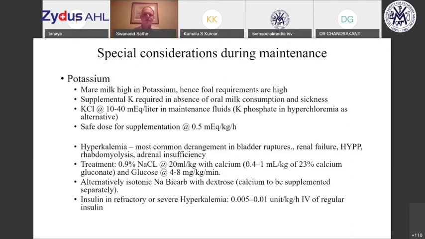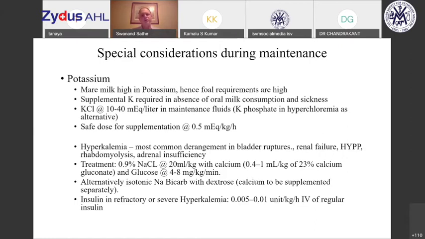and not more. Some of the most common disorders that happen with potassium are hyperkalemia, especially in foals that have bladder ruptures, or renal failure, or hyperkalemic periodic paralysis, or adrenal insufficiency, or rhabdomyolysis. Right? So in those cases, we need to counteract that hyperkalemia by providing 0.9% sodium chloride, like I had mentioned earlier, and you can supplement that with 20 ml per kilogram of fluid and calcium at the rate of 0.4 to 1 ml per kilogram of 23% calcium gluconate.